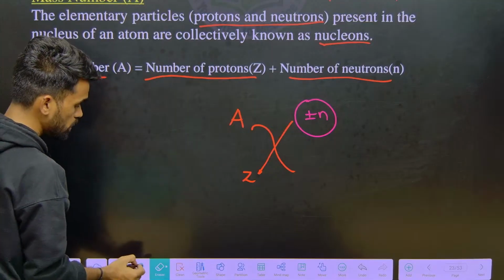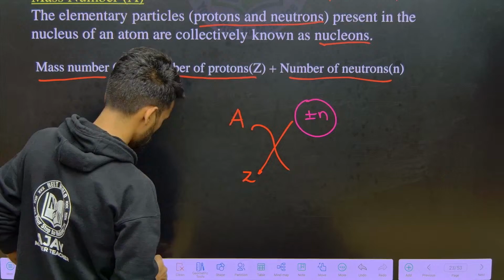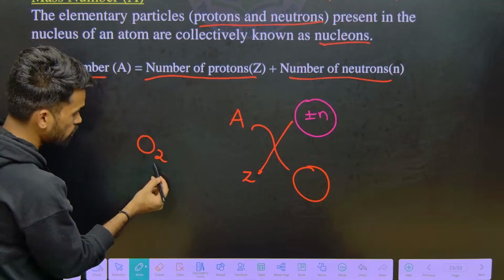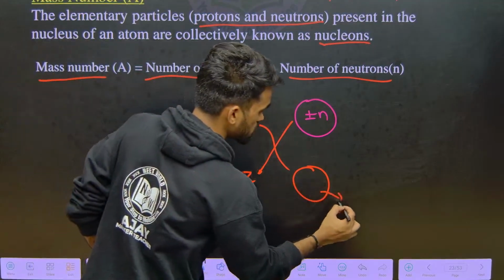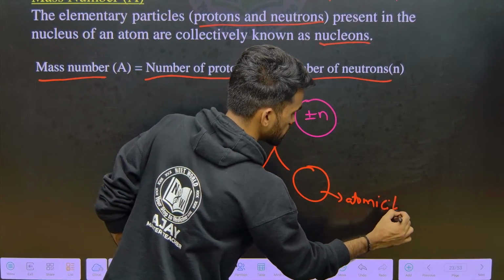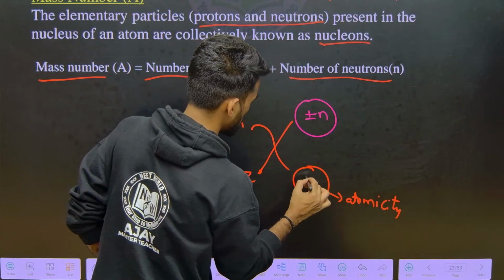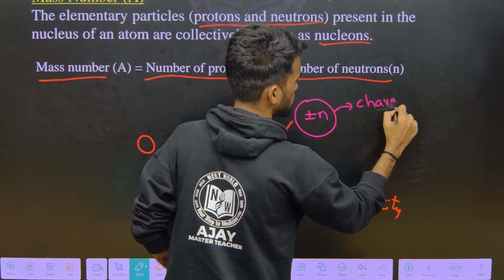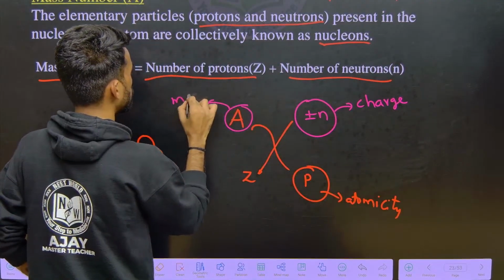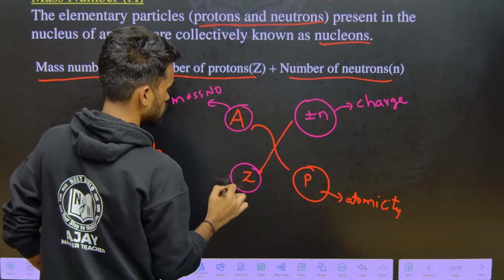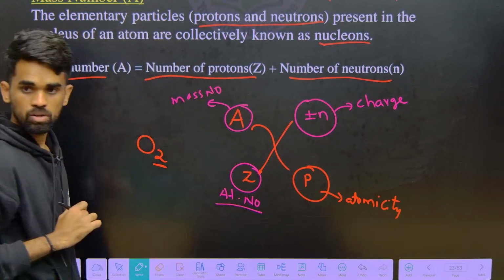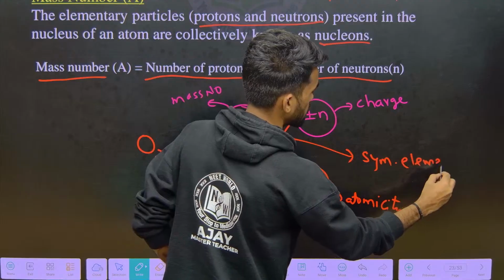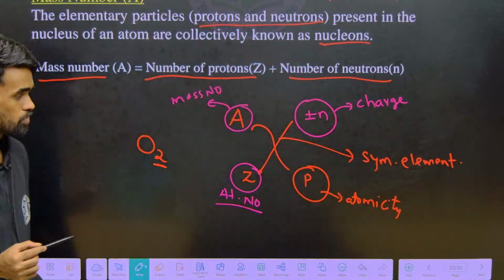Now, atomicity: what does this space indicate? Atomicity. For example, O2 you are writing, so the number of oxygen atoms is 2. So here it represents atomicity. Let us indicate this symbol with some P. So this is the charge. This is the mass number and this is the atomic number. And this is the symbol of the element. This is the standard representation. Next.